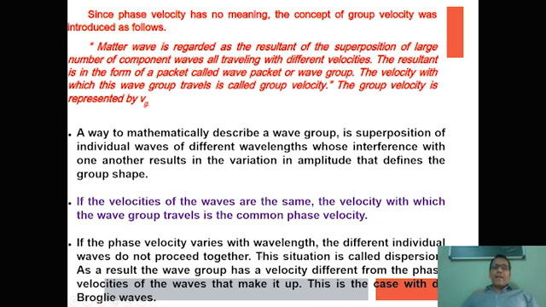If the phase velocity varies with wavelength, the different individual waves do not proceed together. Obviously, if the wavelength is different, the velocity will be different. So the individual waves do not proceed together, and this situation is called the dispersion of waves. As a result, the group velocity will be different from the phase velocities of the waves that made it up. This is the case with de Broglie's matter waves.